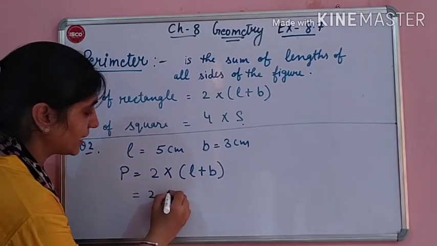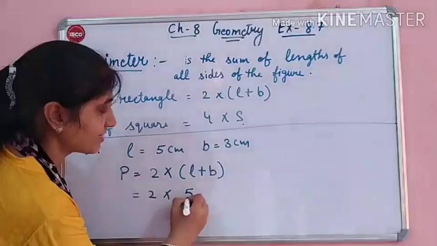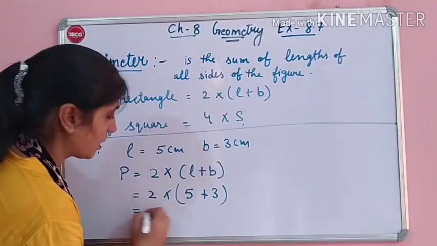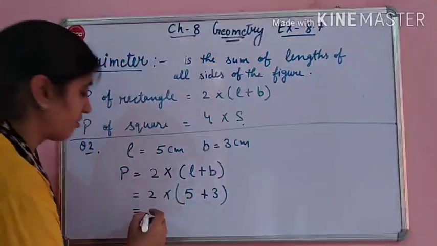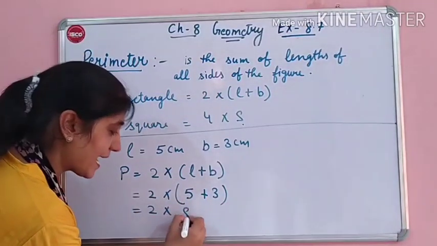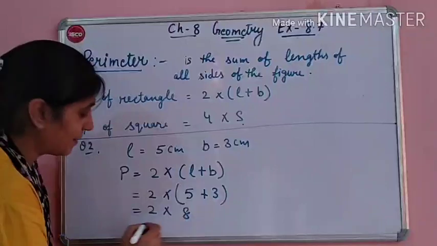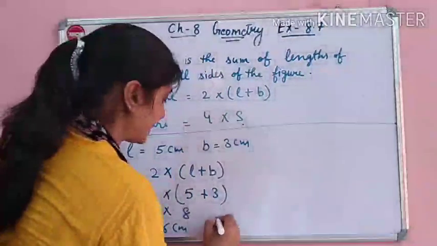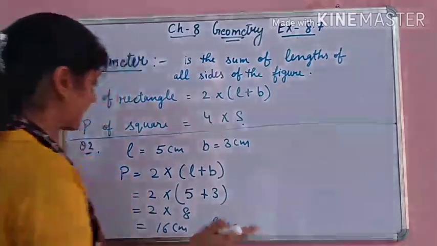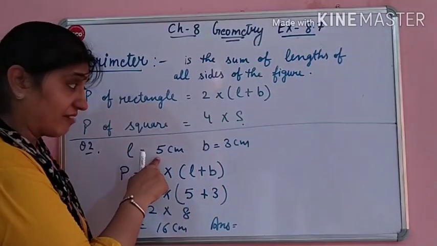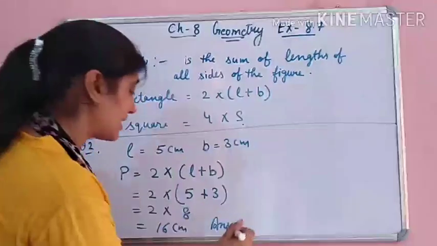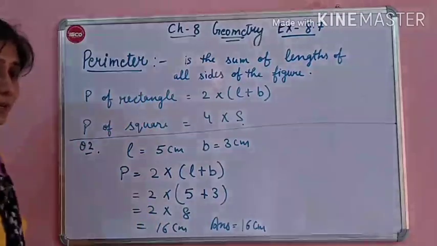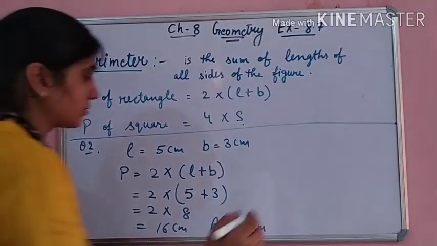Okay, 2. What is the length? 5 centimeter. And what is the breadth? 3 centimeter. 5 plus 3, 8. And 2 eights are 16 centimeter. So your answer is the perimeter of this rectangle whose length is 5 centimeter and breadth is 3 centimeter is 16 centimeter.